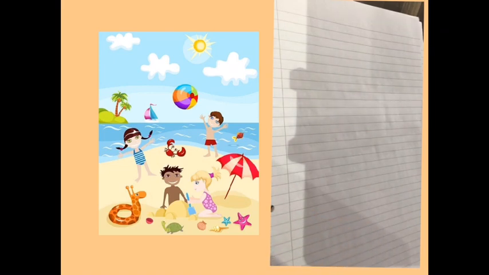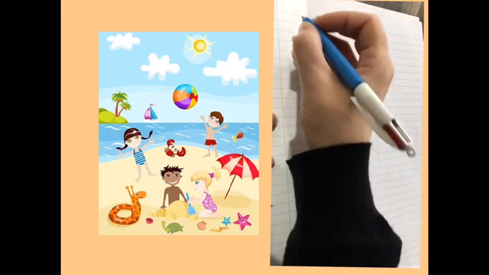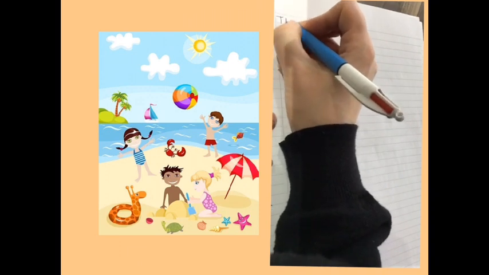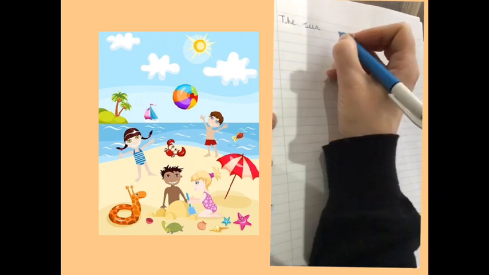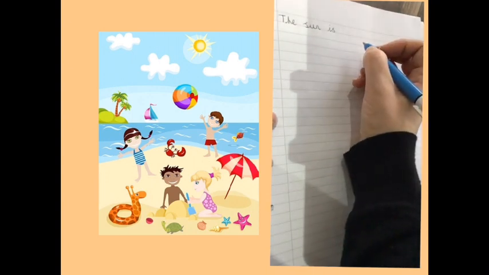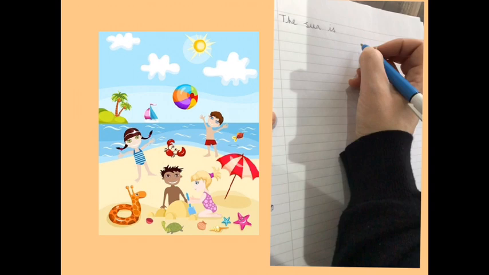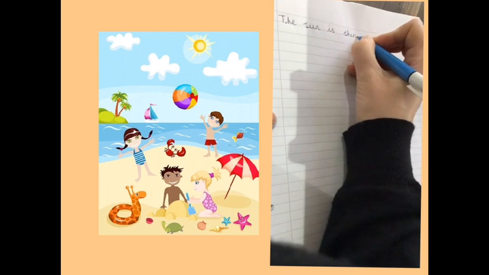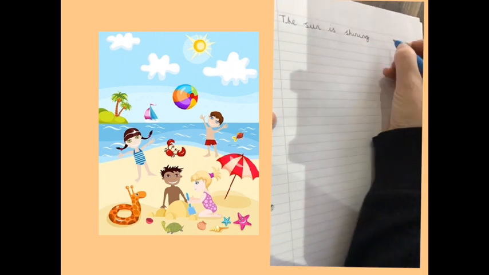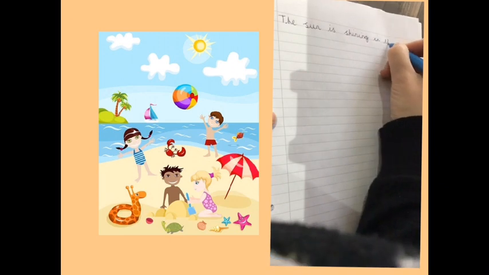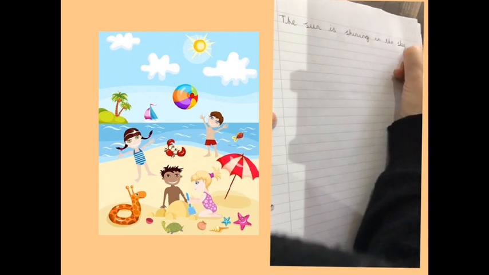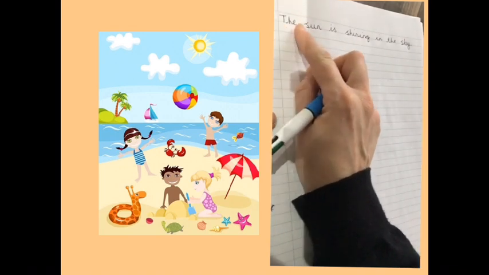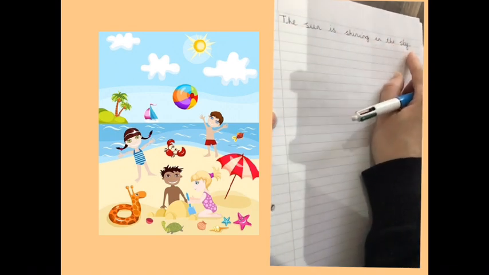So now we're going to have a go at looking at the sentences that you could have written. The first picture is the beach picture. So we could write, remembering to start with our capital letters, the sun is shining. Now that's got the ing suffix on the end, and that's what we've done in our previous lessons. So shine ends in an E. So I'm going to take the E off and then add my ing suffix. Shining in the sky. So I've got my capital letter at the start. I've made sure I've got my clear finger spaces in between every word, and I've got my full stop at the end.